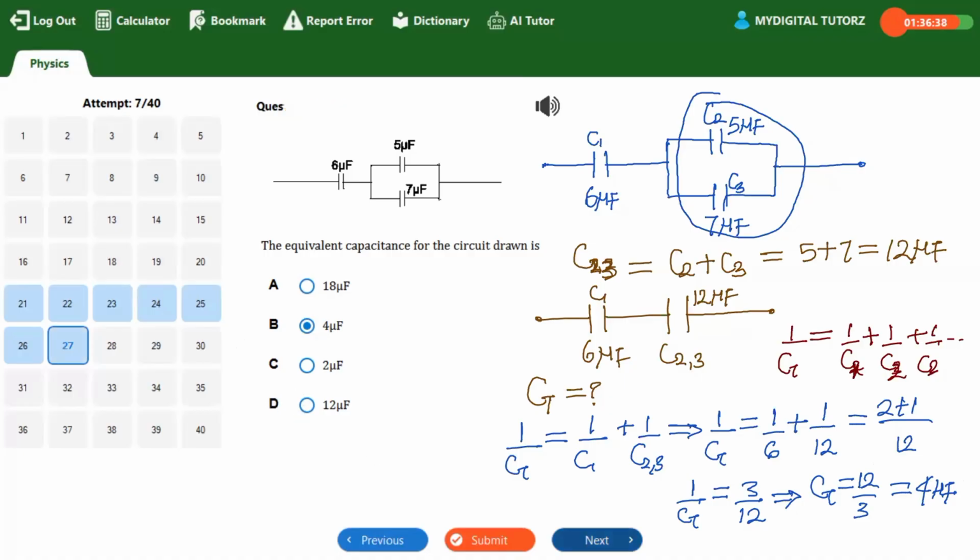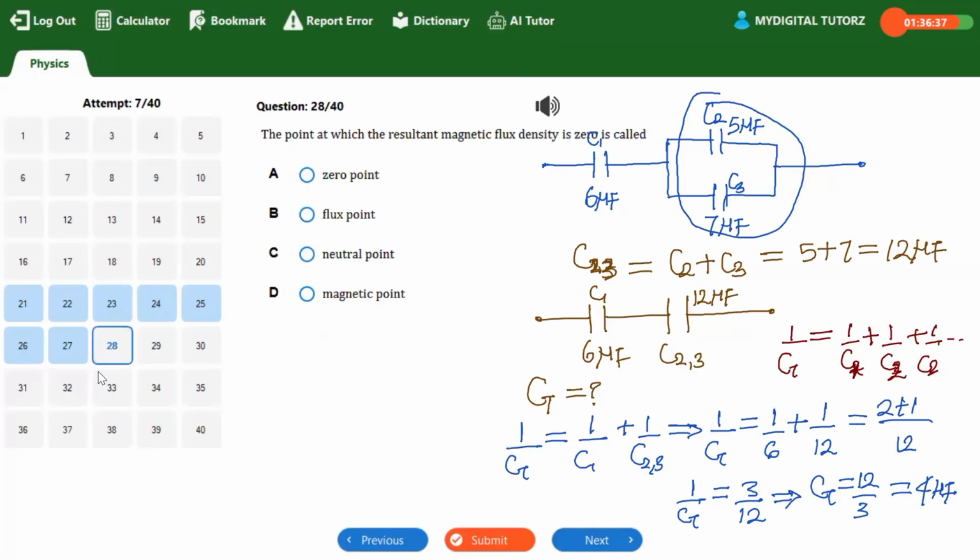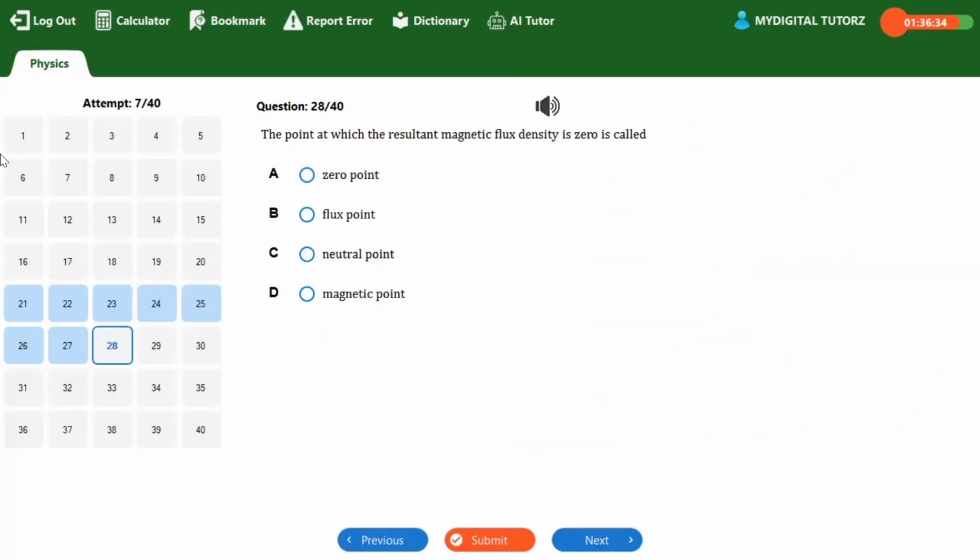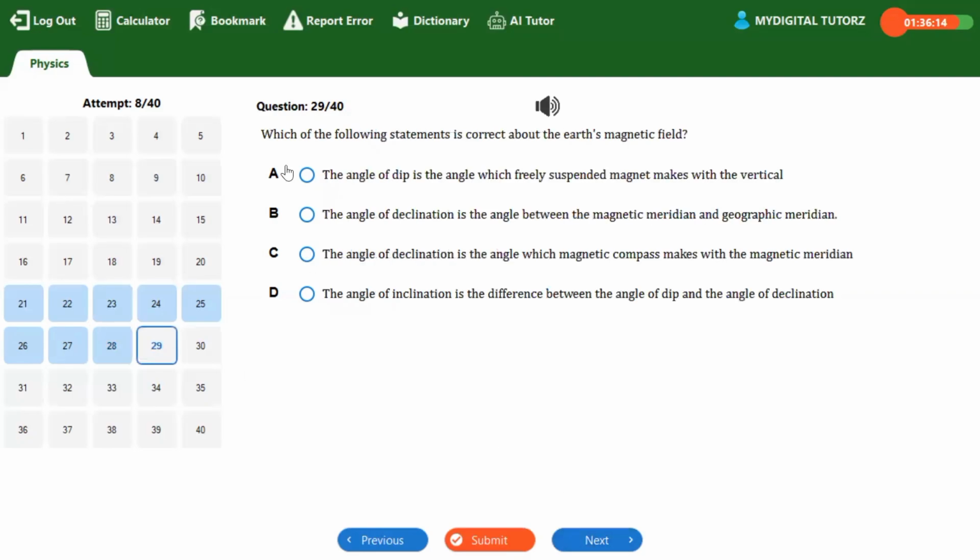Exactly. So moving to the next question, which is question 28. Question 28 says, the point at which the resultant magnetic flux density is 0 is called the neutral point. Please take note of this one. This is a direct question. The point at which the resultant magnetic flux density is 0 is called a neutral point.